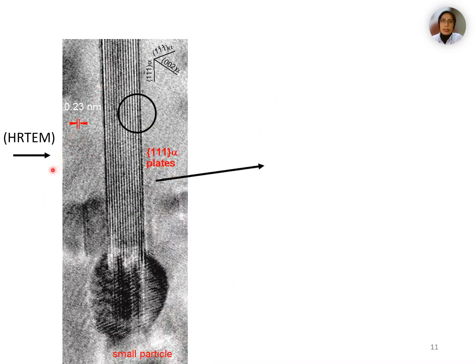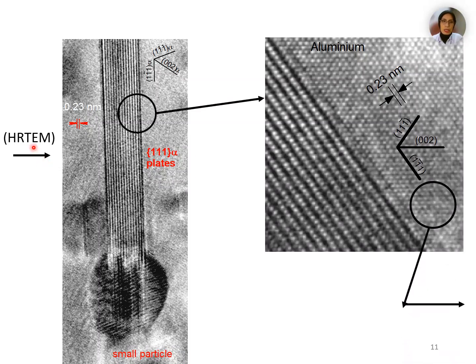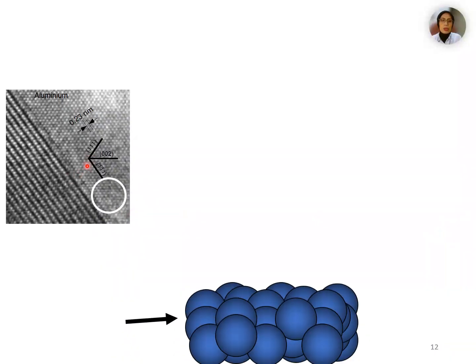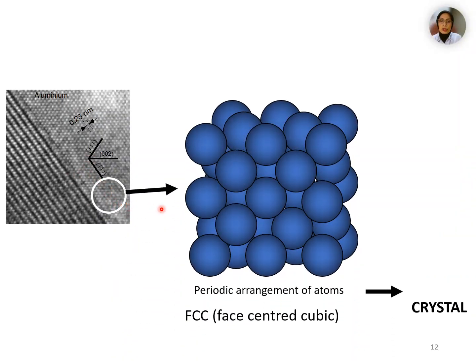If we see the small particle under the high resolution transmission electron microscope, it will look like this. This is the omega, and this is the small particle. If we enlarge this area, the interface between the omega and the matrix, it will look like this. If we focus on the matrix, we can see that it consists of atoms in a regular array. And if we draw it, it will look like this.